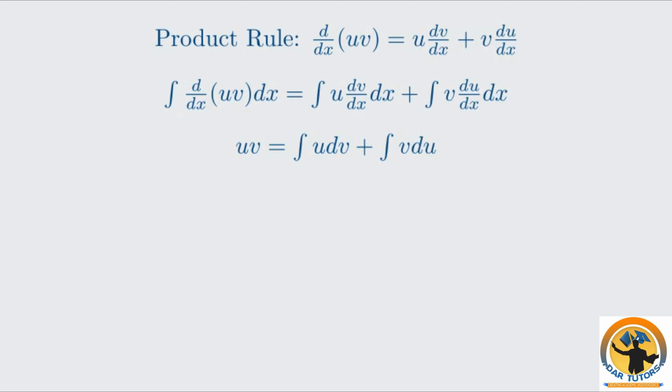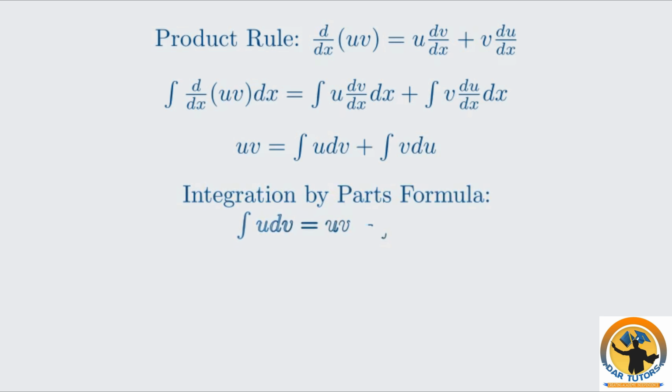Rearranging this equation to solve for the integral of u dv gives us the integration by parts formula. The integral of u dv equals u times v minus the integral of v du. This formula allows us to transform a difficult integral into a potentially easier one. The key to using this formula is choosing the right parts for u and dv.